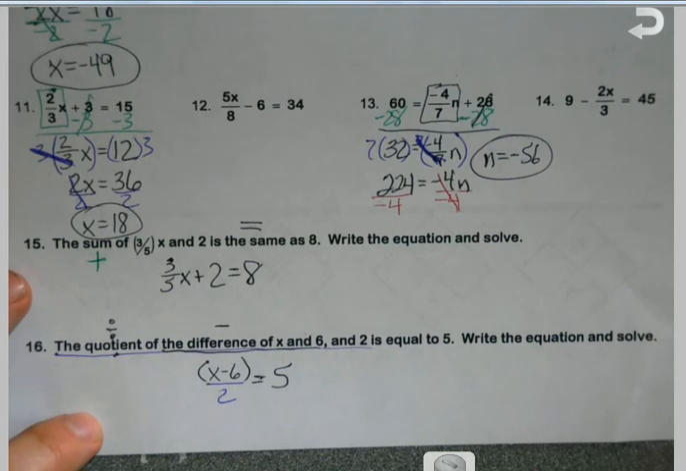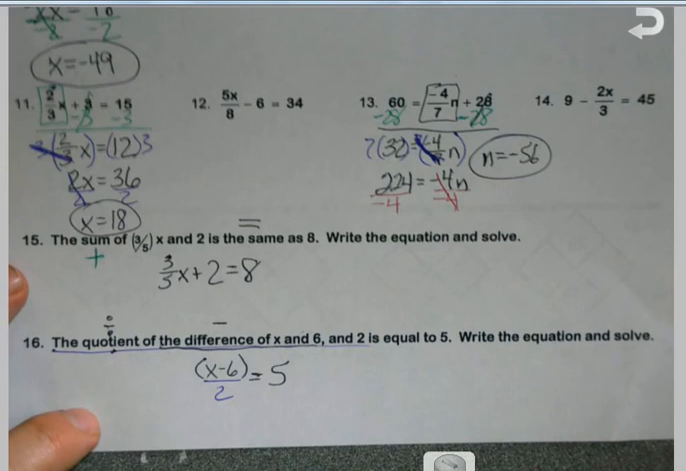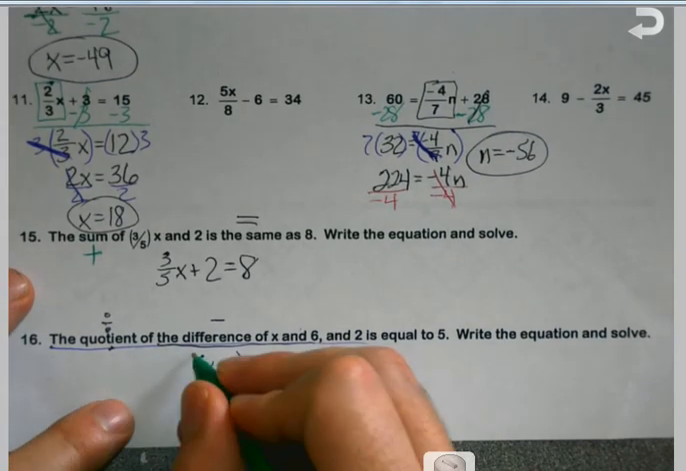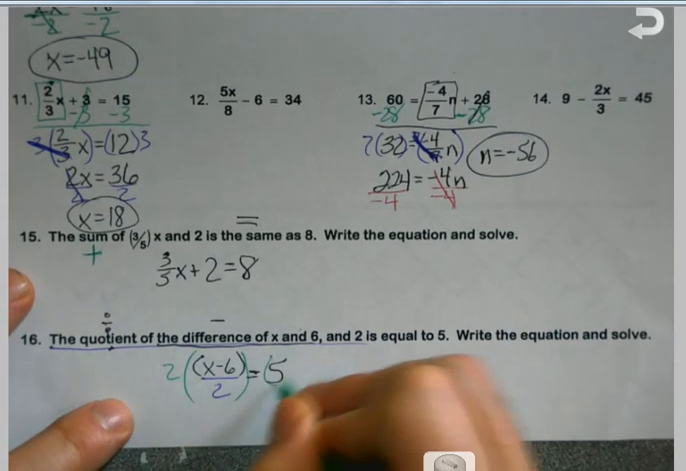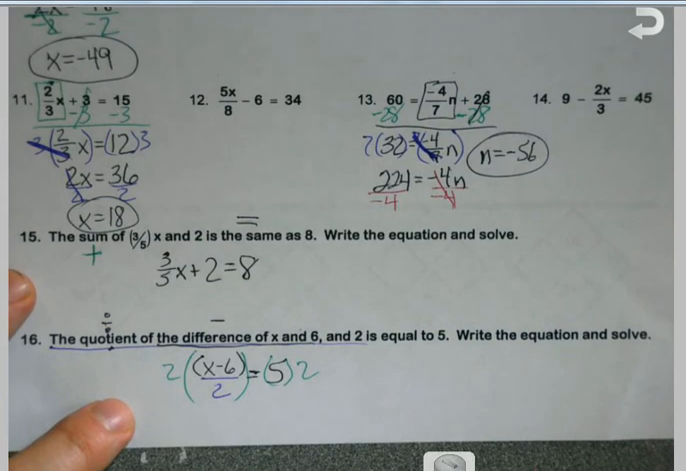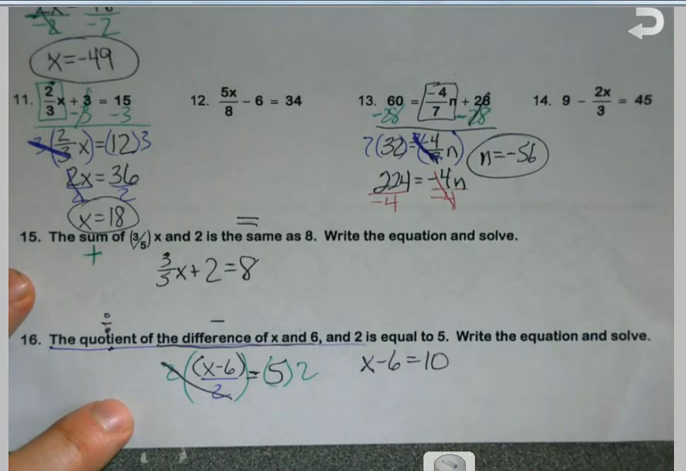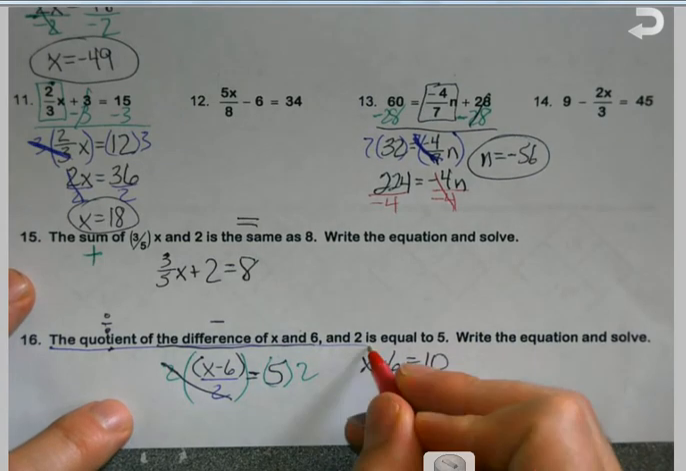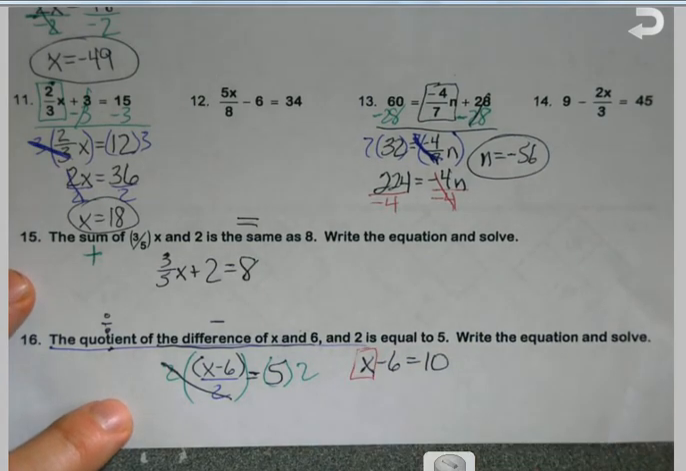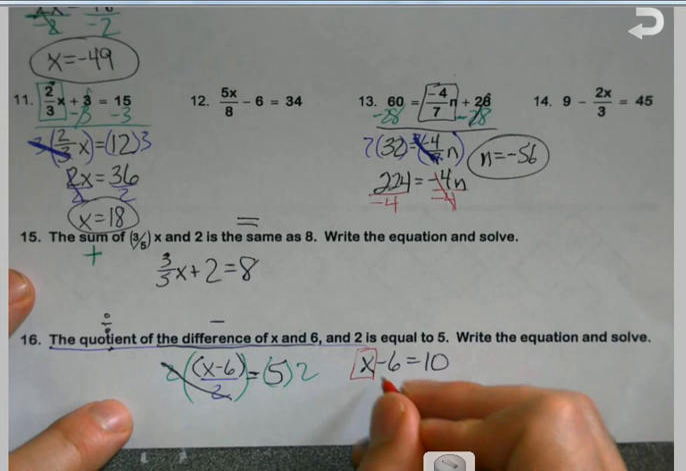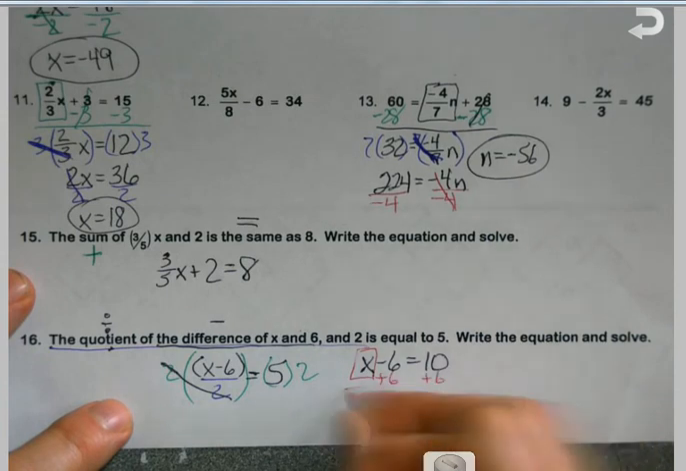So if I wanted to solve number 16, what would I need to do first? Yeah, we need to get rid of that 2. Because my fraction's isolated. Get that out of there. Got the x minus 6 left. We multiply our 5 by 2. And what's that last step going to be? How do I undo minus 6? Plus 6.